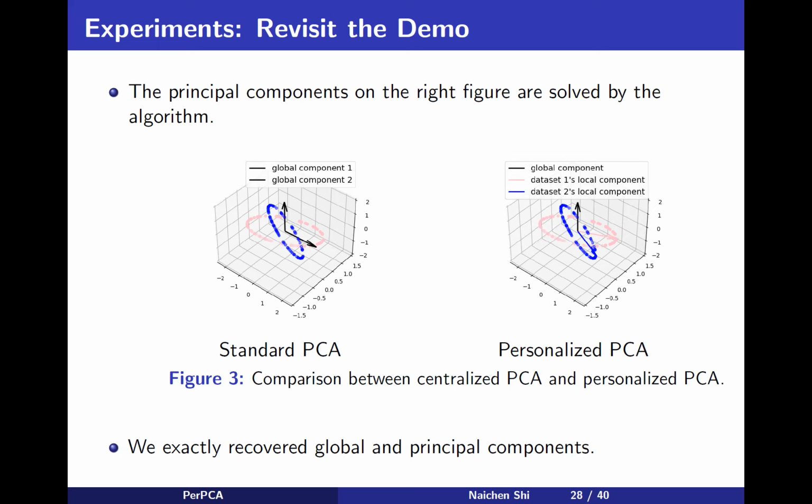On the right, those arrows are actually learned by our algorithm. They are the result of our personalized PCA algorithm. You can see that both the global PCs and local PCs correspond to the data patterns pretty well.